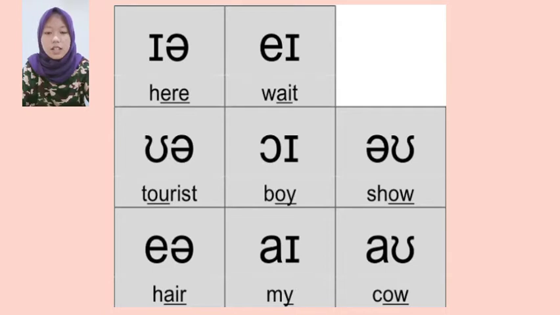The first one is ear. The second one is A. The third one is U. The fourth one is oi. The fifth one is O. The sixth one is ear. The seventh one is I, and then the last is ow.